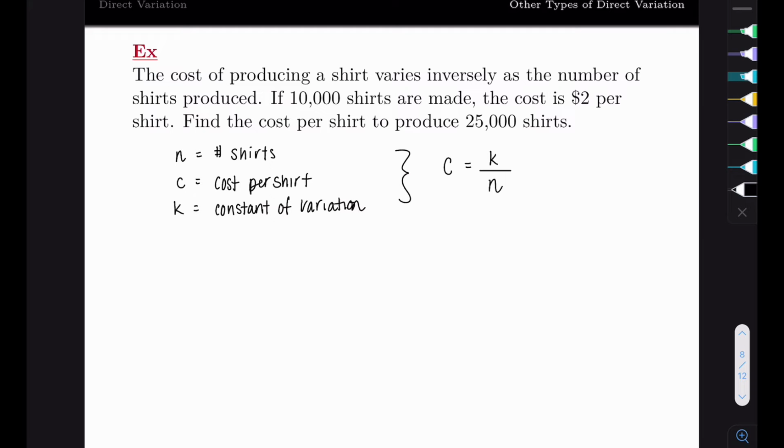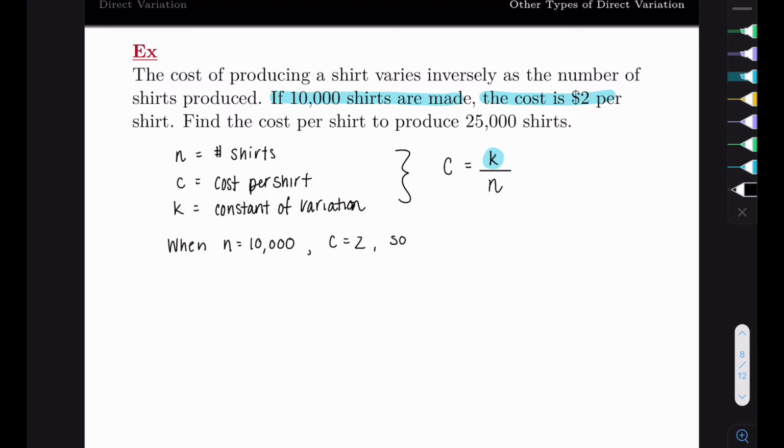Okay. And now because we have this inverse relationship, our cost varies inversely to the number of shirts. So the cost is by itself, and inverse means it's a constant of variation divided by the other unknown. So what we want to do is figure out what this K has to be in order to be able to answer my N question. And that's where we're going to use this piece of information. If 10,000 shirts are made, the cost is $2 per shirt. So ultimately, when the number of shirts is 10,000, the cost is $2 per shirt.